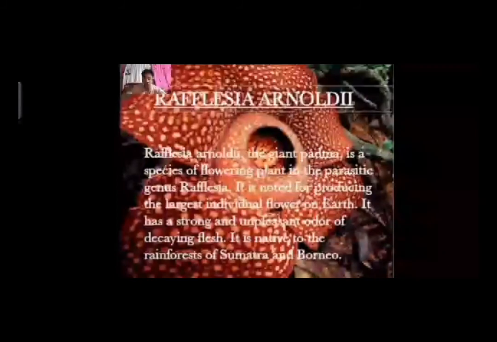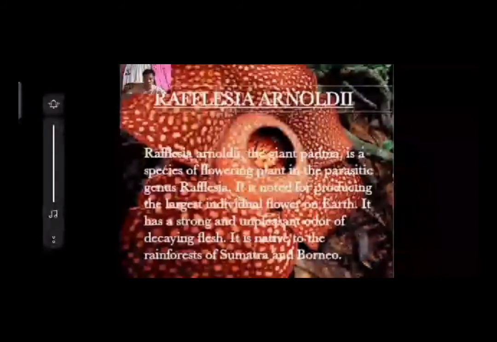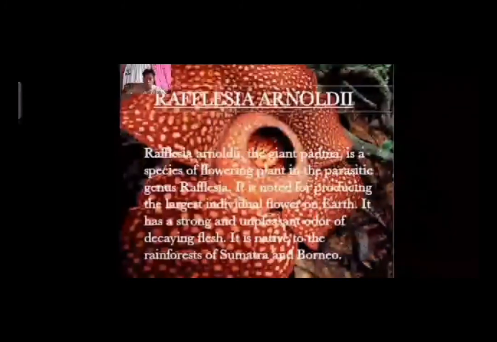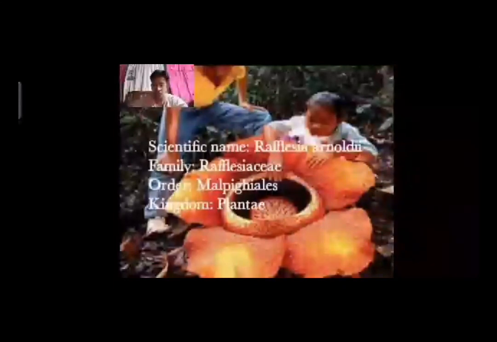First is Rafflesia arnoldii. Rafflesia arnoldii, the giant padma, is a species of flowering plant in the parasitic genus Rafflesia. It is noted for producing the largest individual flower on earth. It has a strong and unpleasant odor of decaying flesh. It is native to the rainforest of Sumatra and Borneo. Scientific name, Rafflesia arnoldii. Family, Rafflesiaceae. Order, Malpighiales.